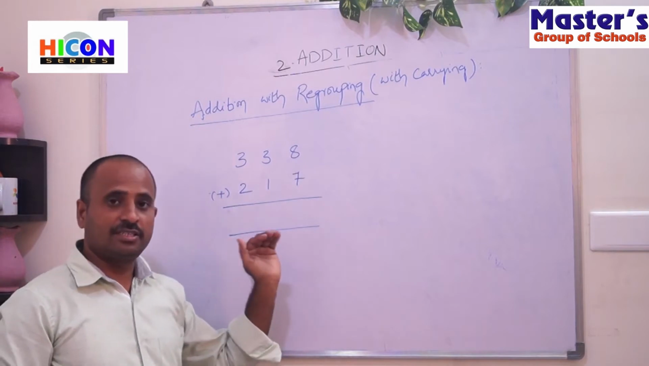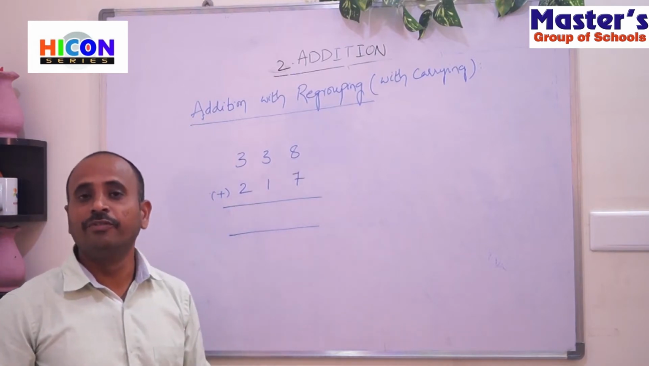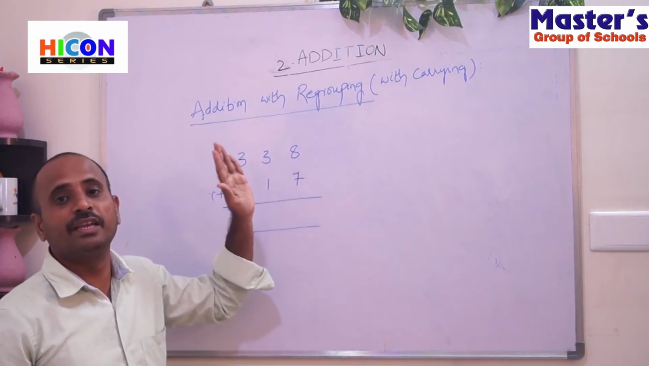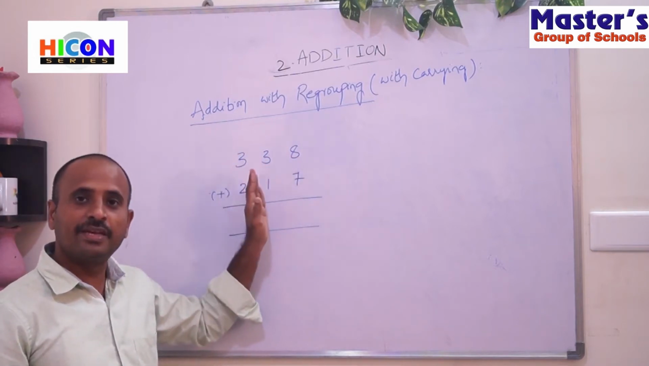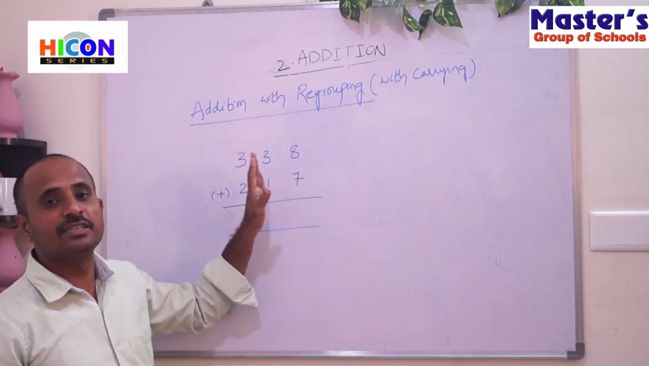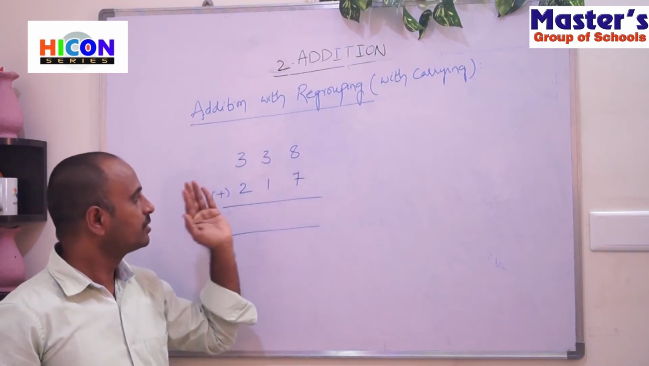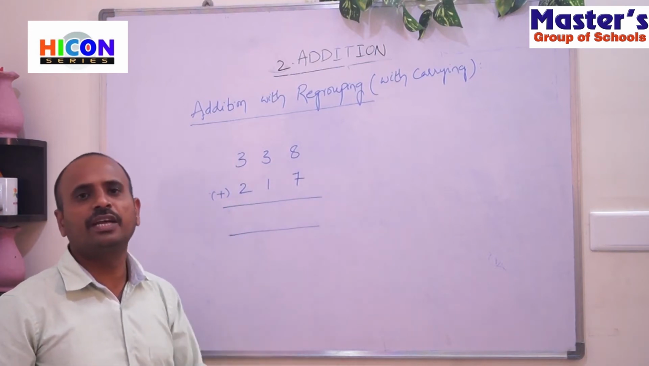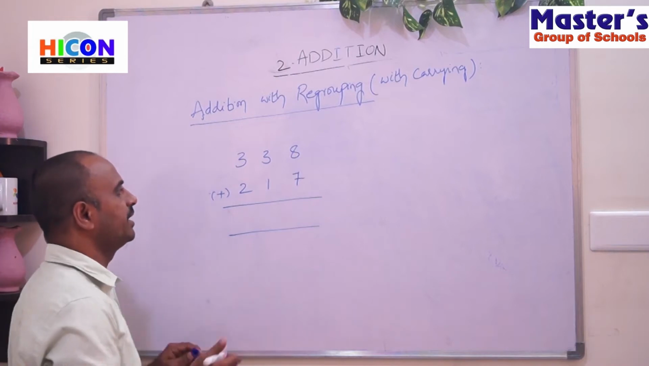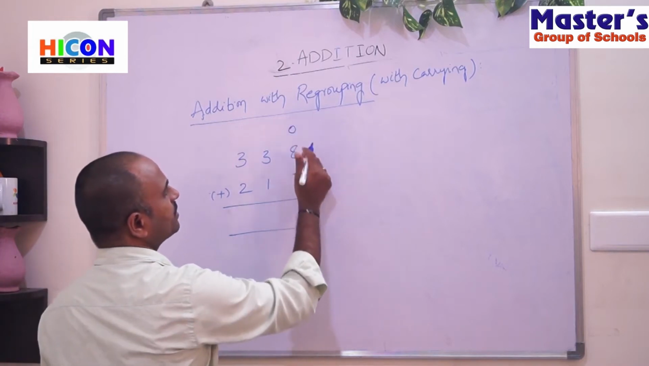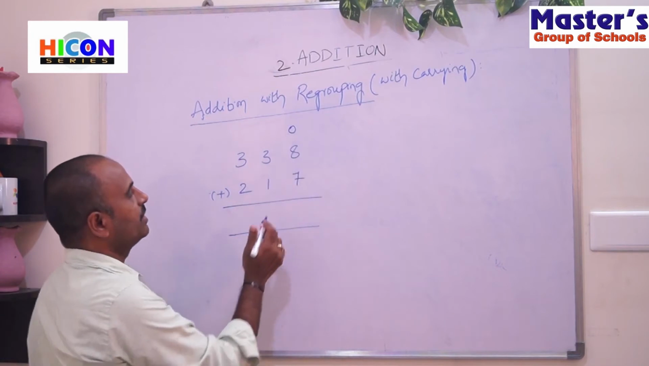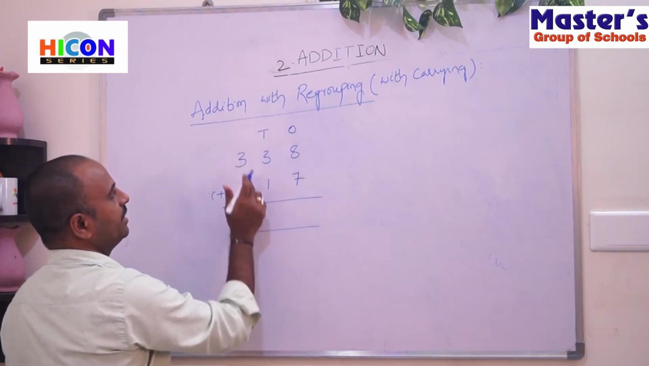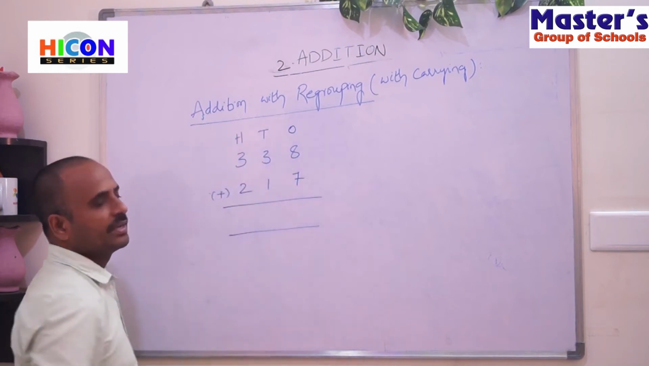Let us start addition with the ones place. Every addition should always start from the ones place. After completing the ones place, go to the tens place. After completing addition in the tens place, go to the hundreds place. This is the way of doing any addition. Any addition or subtraction should always start from the ones place. This is the ones place. 8 and 7 are present in the ones place, 3 and 7 are in the tens place, and 3 and 2 are present in the hundreds place.